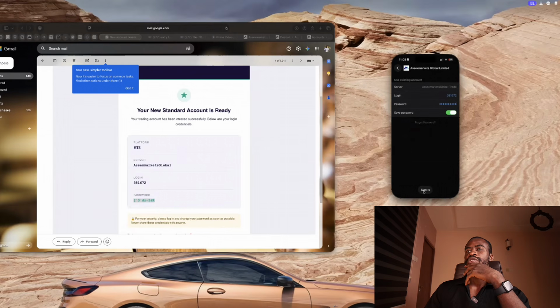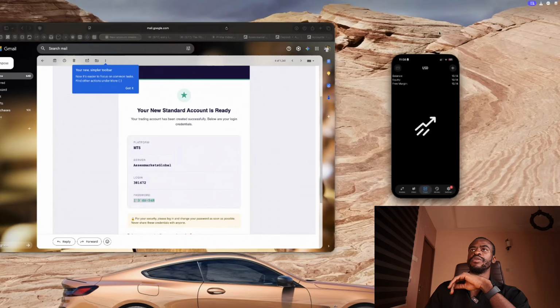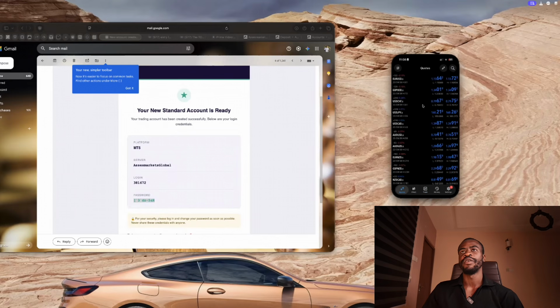Now, with this, you just click on sign in and then it will log in your account. So if you want, you can save the password. So now, if you look at this, I have my account balance and then all the different currency pairs I can trade. So now we are set to trade.